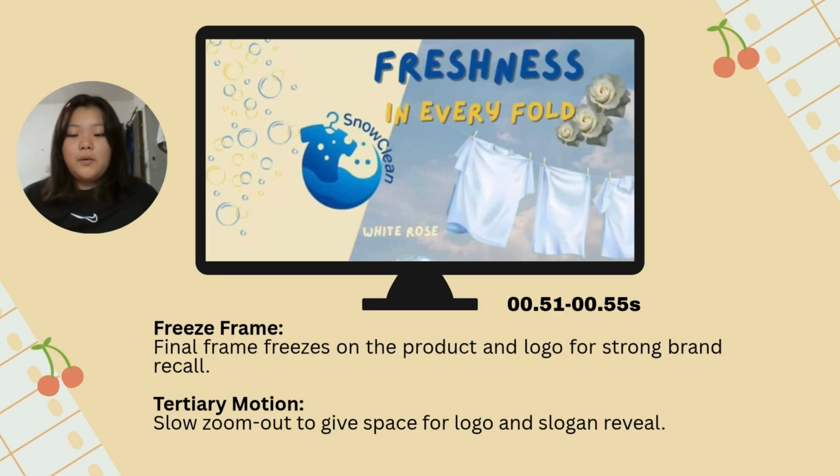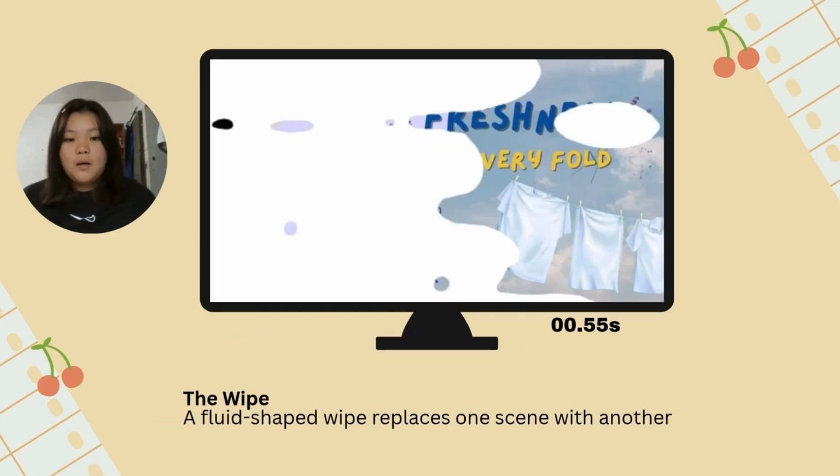In addition, I also use tertiary motion, the slow zoom out, to give space for the logo and slogan reveal. And also at 55 seconds, I use the white light bubble for the transition. The white, a fruit-shaped white, replaces one thing with another.